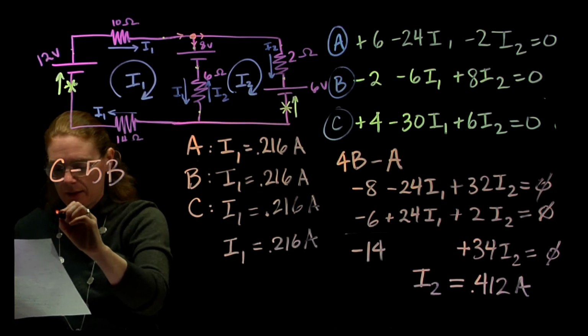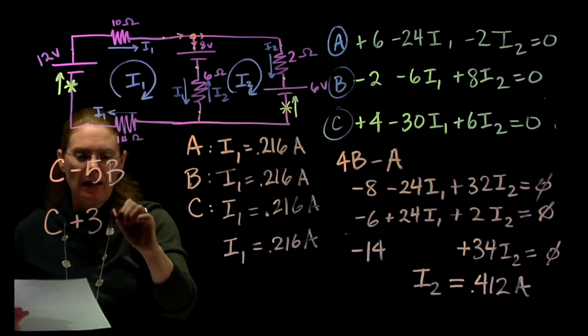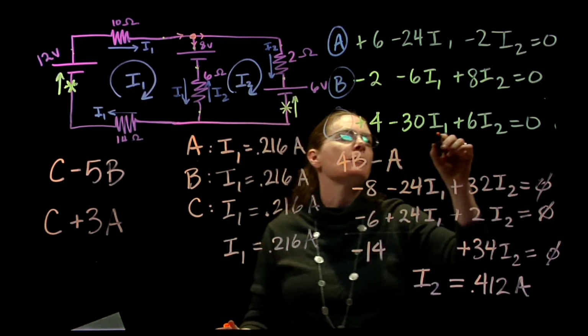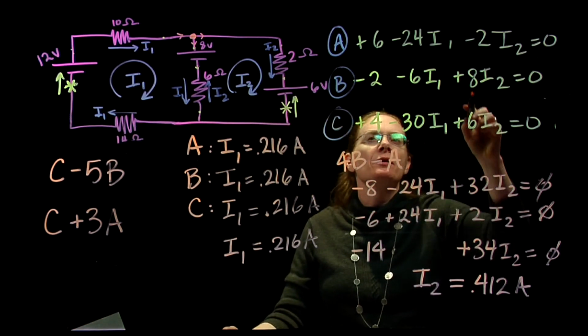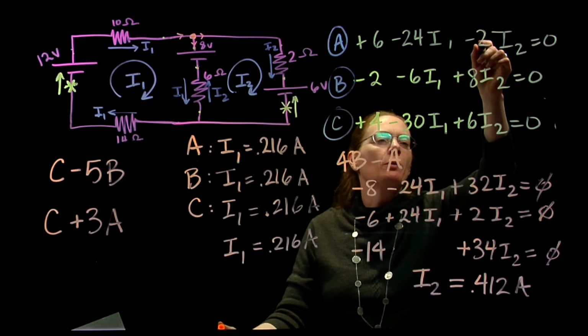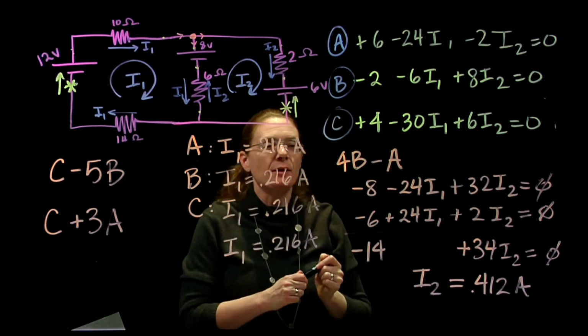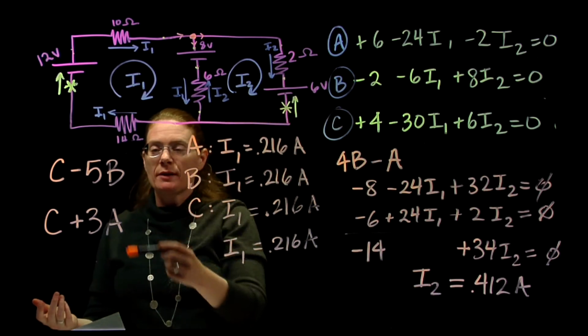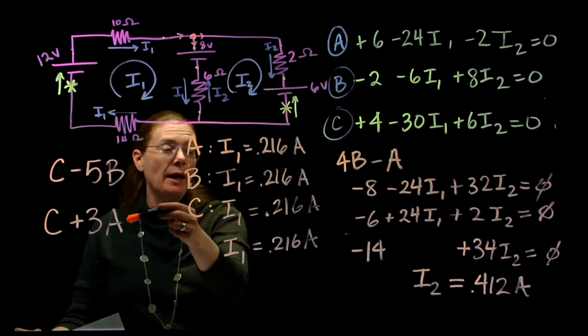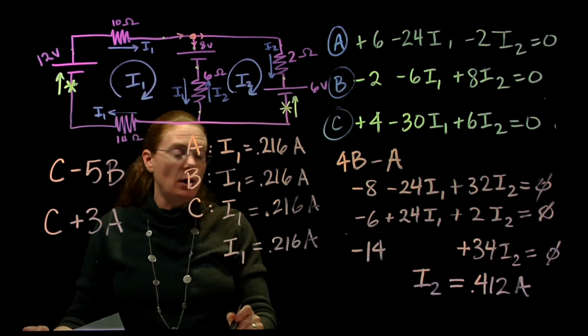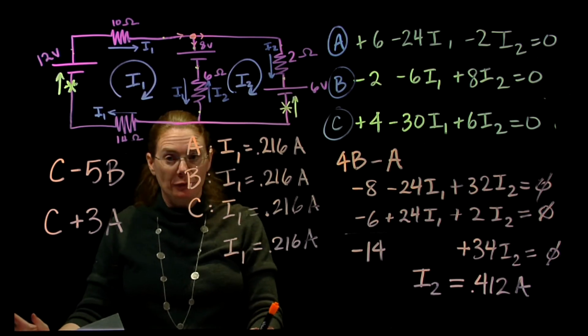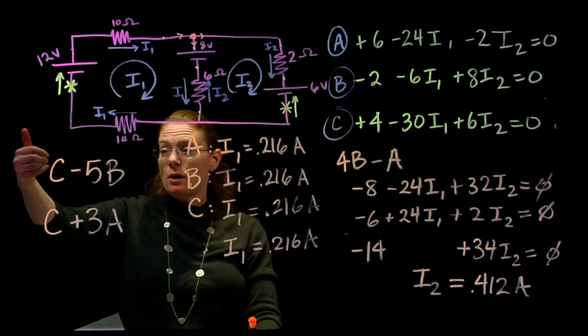Another one is C plus 3A. What would that give us? C plus 3A. 3 times 2 would get me 6. That would get rid of the I2. So those are just 2 more examples of how you could combine the equations and still come out with I1 and I2. If you're feeling like it, give it a try.